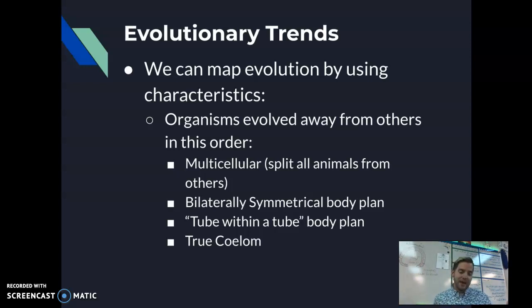Then beyond that, within the bilaterally symmetrical organisms is the tube within a tube plan. So meaning there is some sort of coelom. And the most advanced organisms in terms of evolution that have evolved the most recently are the eucoelomates, or those organisms that have a true coelom.